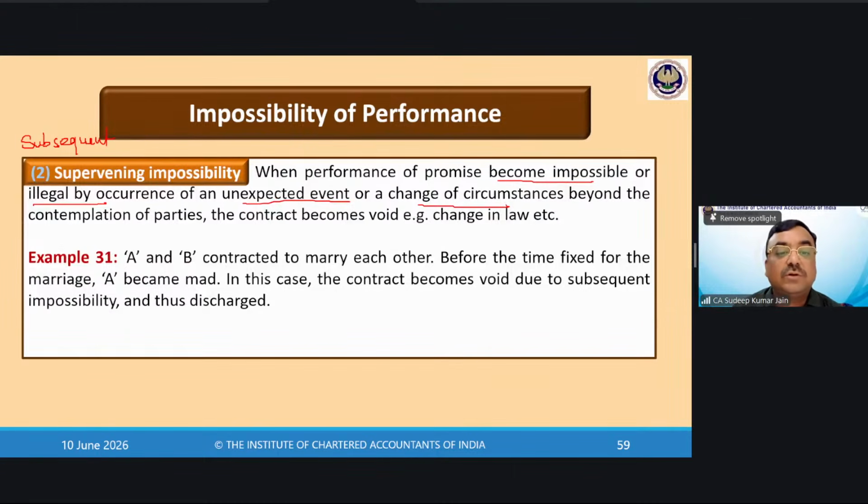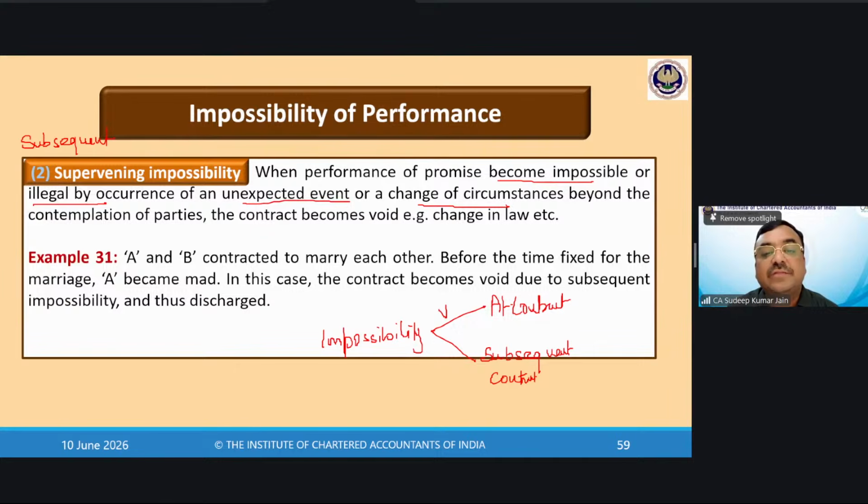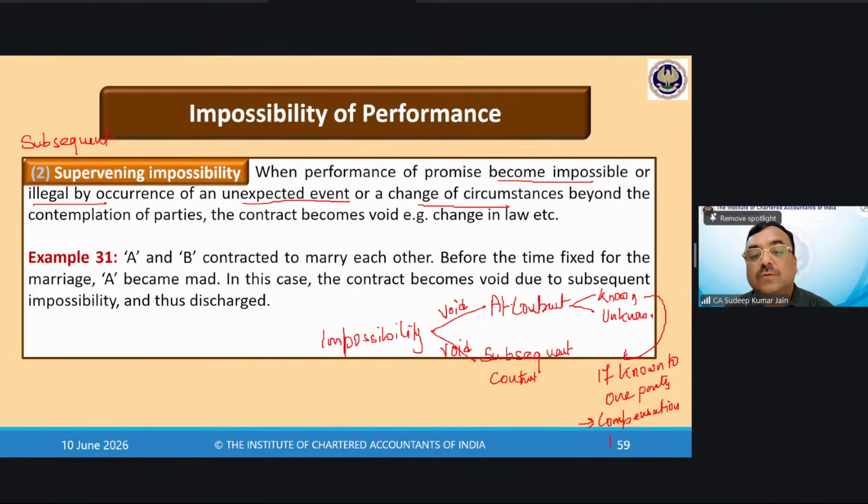So one thing you should note: impossibility at contract, or subsequent to contract, in both cases the contract is void. At contract, known or unknown, it is void. If known to one party, compensation goes to the other party.